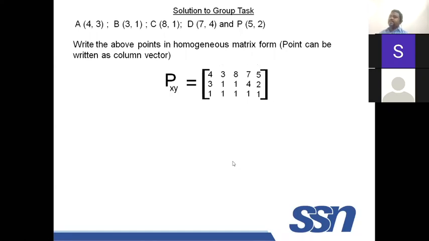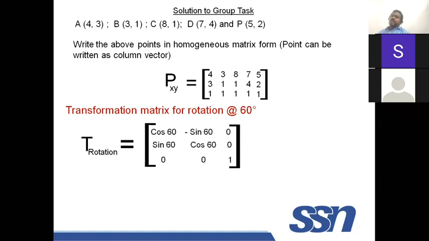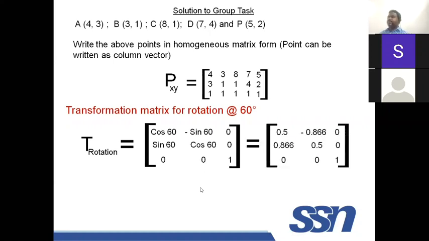Next. So transformation matrix for rotation at an angle 60 degree is given by this expression: cos theta, minus sin theta, 0; sin theta, cos theta, 0; 0, 0, 1. Okay, so the numerical value corresponding to cos 60 and sin 60 you can write. Okay, this is the rotation matrix, transformation, rotation.